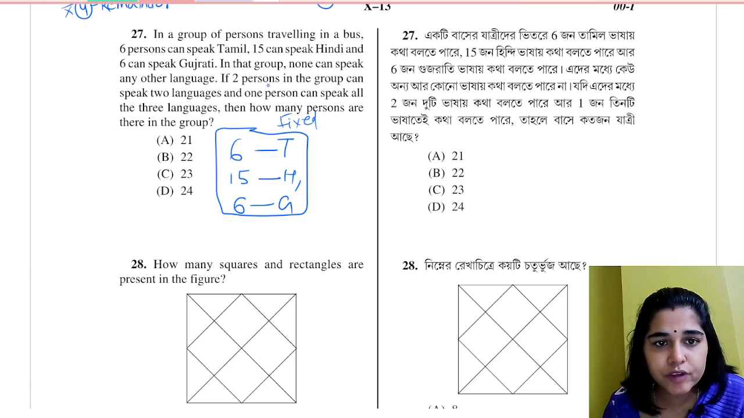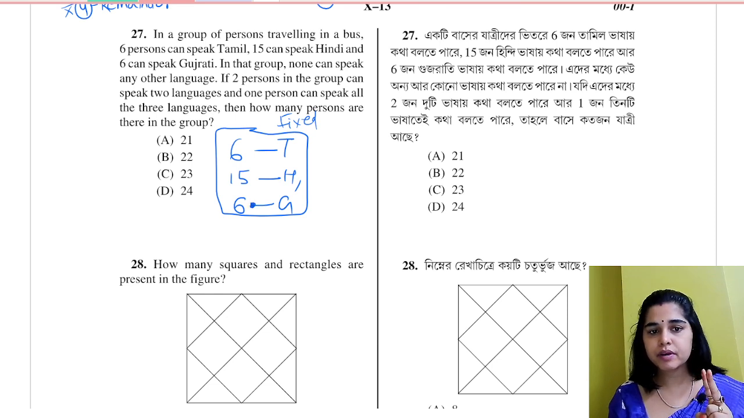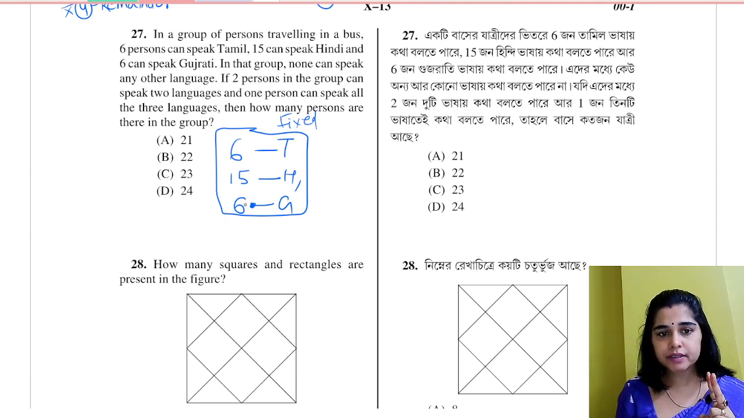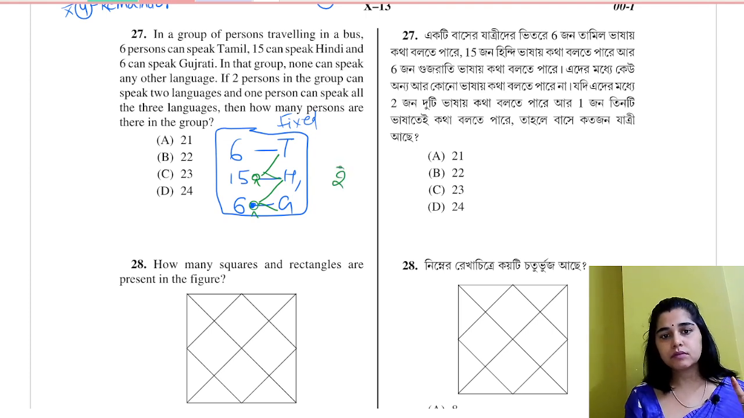Nothing else. If two persons in a group can speak two languages, just take two persons in a group. Suppose one person is here, I am a person, and I speak both the languages, Hindi also and Gujarati also. And suppose two persons are saying they can speak two languages. So here is also one person who speaks Hindi and Tamil both. So there are two persons who are speaking two languages.